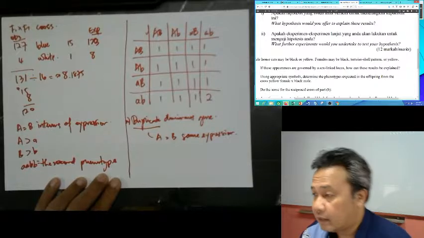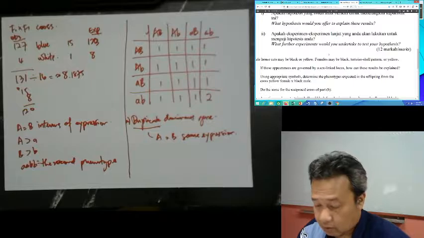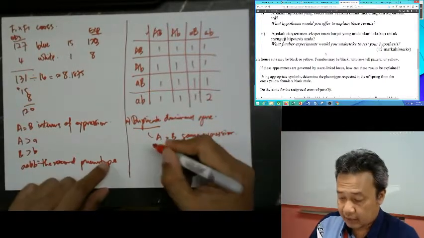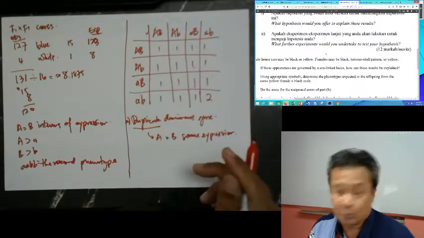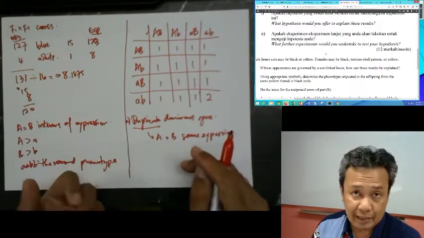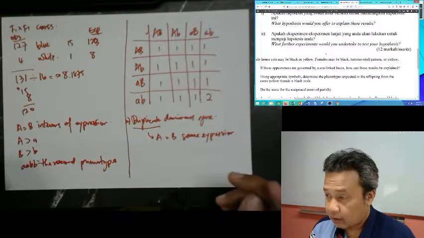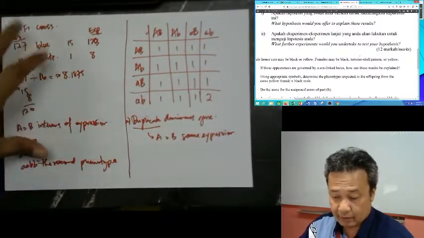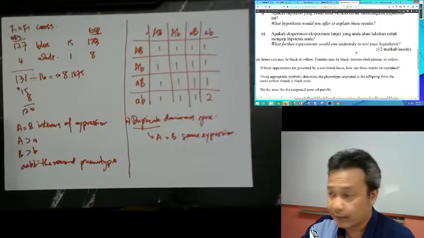What further experiment would you undertake to test your hypothesis? Well, if you know that this is the situation, then maybe you can do a backcross or whatever cross you can do, and as long as you can predict the outcome, it should be fine. I think most of the marks will actually be in your workings. All right, I'll see you in the next question. Bye bye.